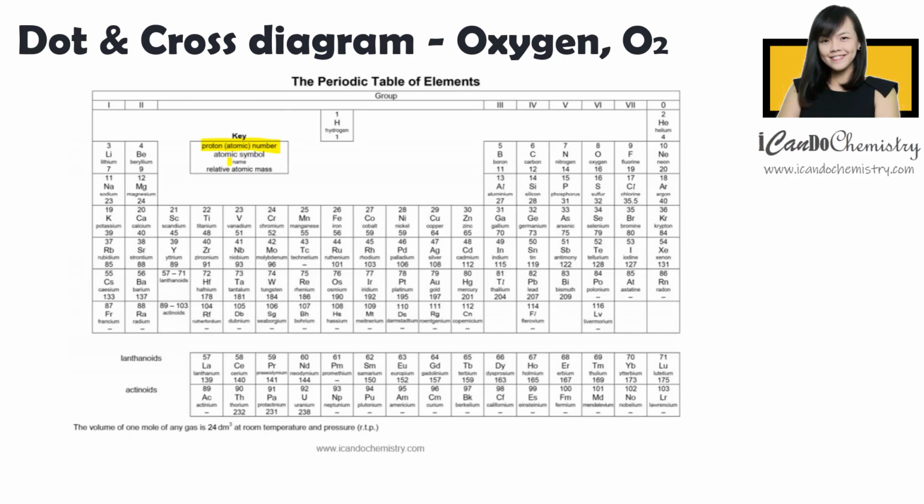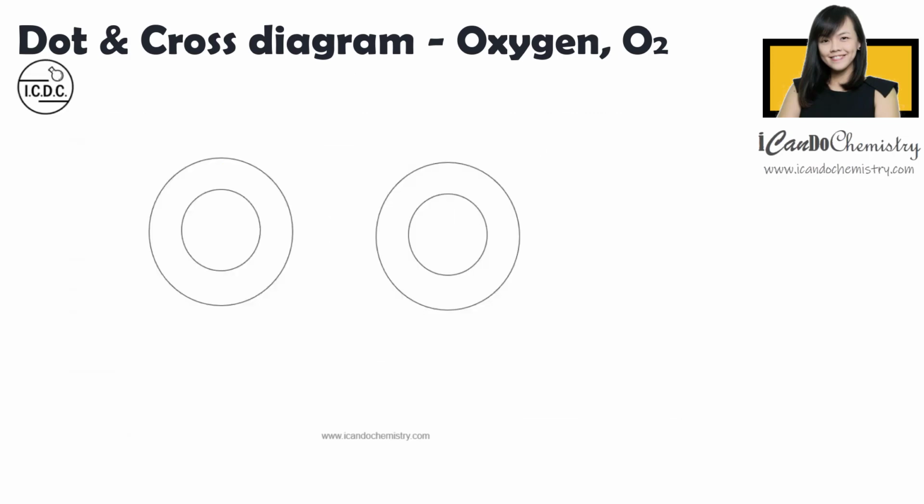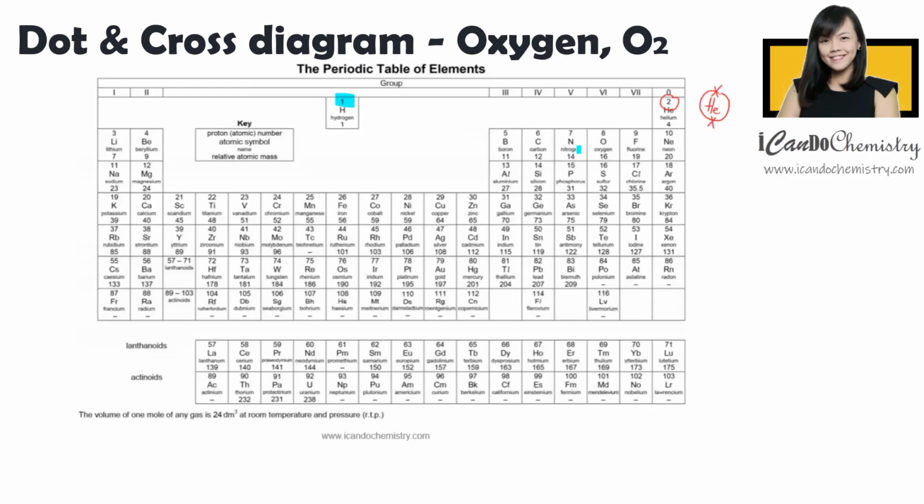Alright, so the top number is the proton number, or we can say the atomic number, which means it is the number of protons. Now in an atom, the number of protons and number of electrons are the same. And hence we can safely say that the number at the top also represents the number of electrons in an atom. Now the next substance that we are going to try drawing is oxygen. Oxygen is over here and there are 8 electrons.